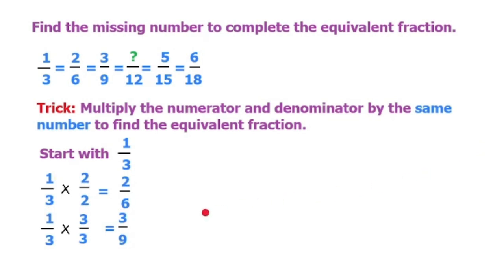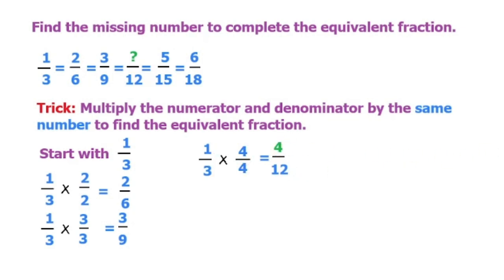Now you move to the next one. The next number in the sequence is 3, right? 1 times 3 equals 3, 3 times 3 equals 9. And you just keep going. 1/3 times 4/4 equals 4/12.